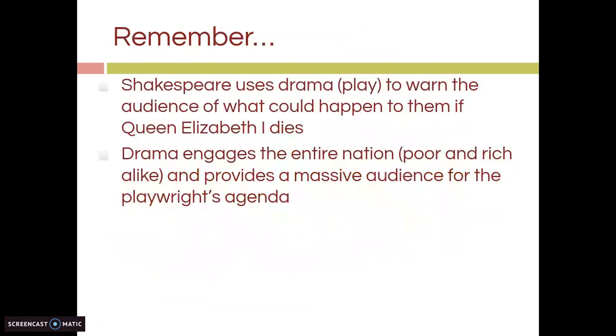And we need to remember he chooses drama because it engages the entire nation, the poor and the rich alike, and provides a massive audience for the playwright's agenda. Everyone could get this message. You didn't have to be able to read. You didn't have to be rich enough to buy a book.